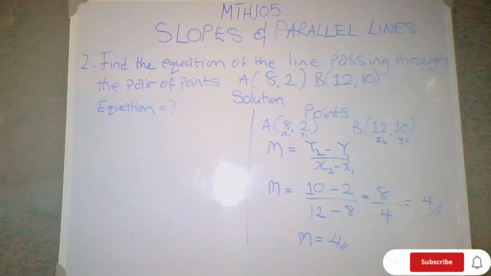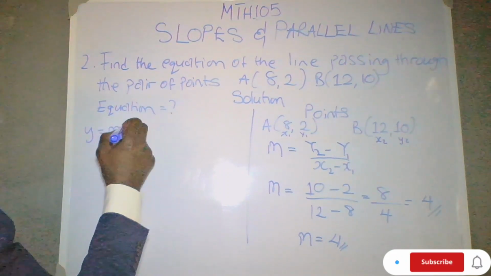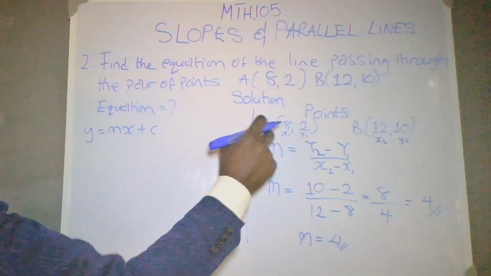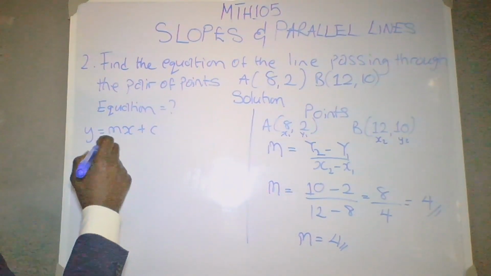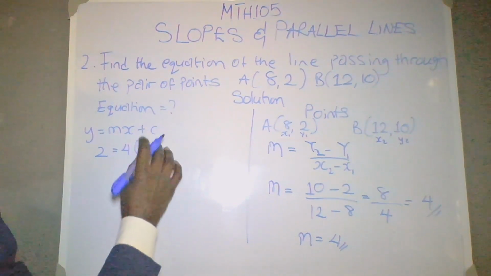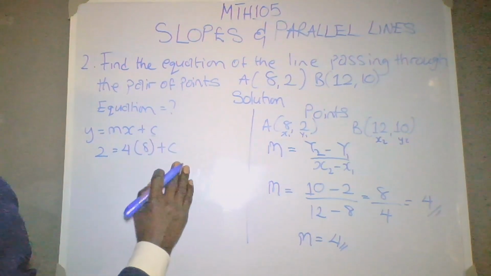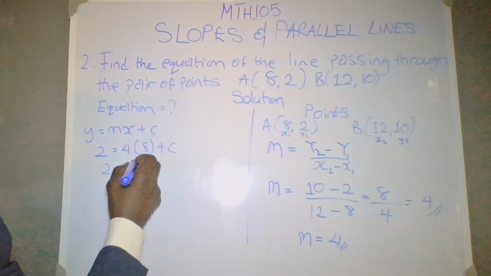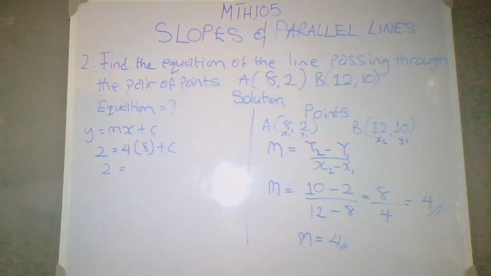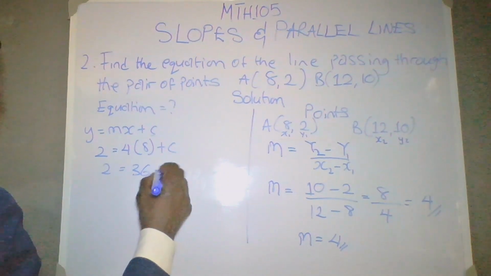And we have the equation y equals mx plus c. So we take from point A, our y is 2, equals m is 4 into bracket x, which is 8, plus c. Now we are solving for the unknown, which is c. So 2 equals 4 times 8, that should be 32, plus c.